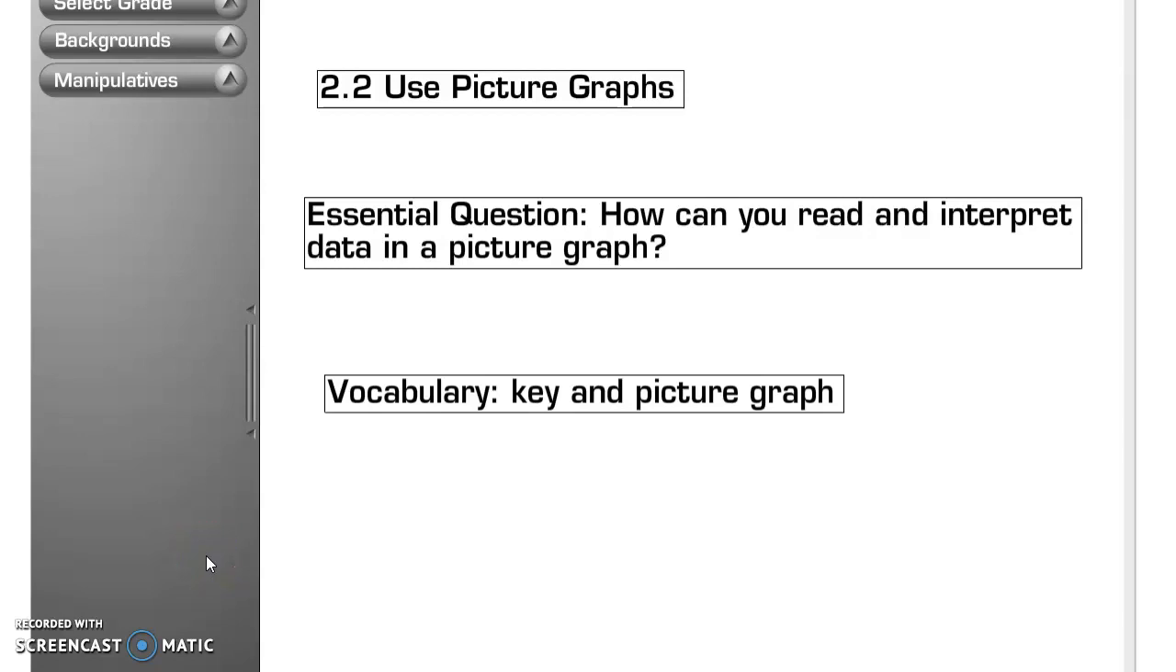Today is lesson 2.2, Use Picture Graphs. Our essential question is, how can you read and interpret data in a picture graph? The vocabulary word that you will see is key.